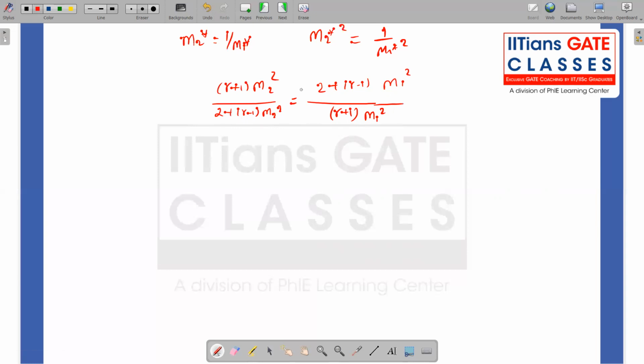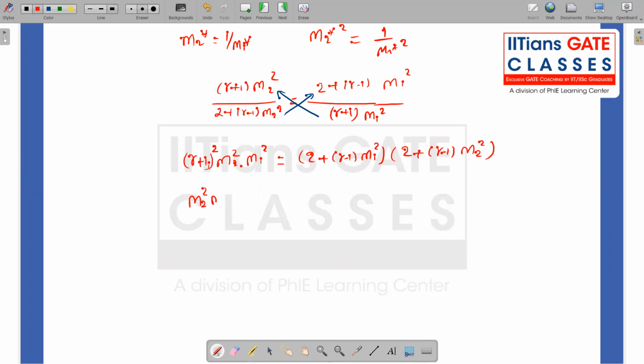So to do so, what happens to this one? That becomes gamma plus 1 whole square times m2 square times m1 square, which is equal to 2 plus gamma minus 1 times m1 square times 2 plus gamma minus 1 times m2 square. So what I'm doing here, I'm just doing the cross multiplication, to this side and to this side, that's it. So now this one, let us keep like this, m2 square times m1 square times gamma plus 1 whole square.